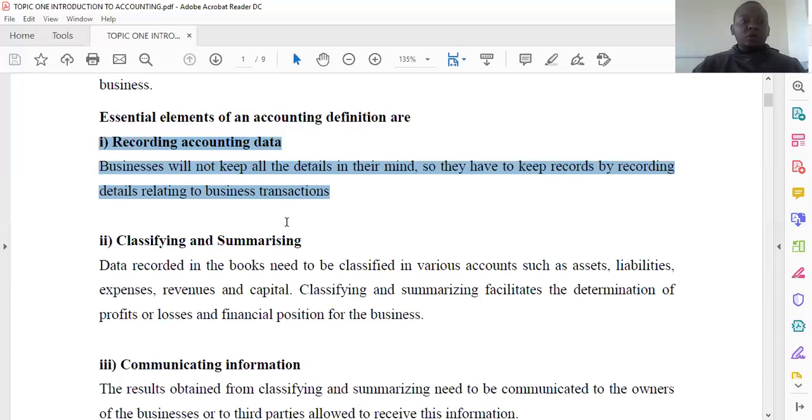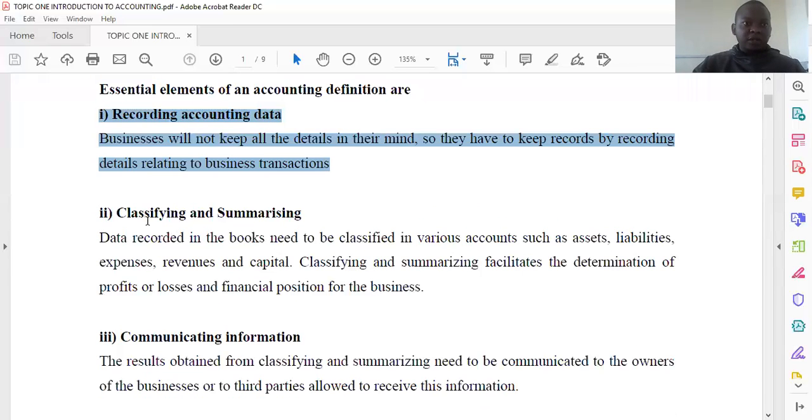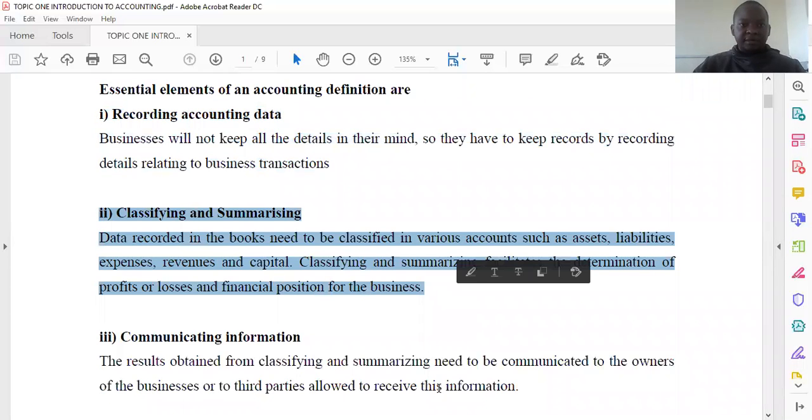The second element of a proper accounting definition is classifying and summarizing. Data recorded in the books need to be classified in various accounts, such as assets accounts, liabilities accounts, expenses accounts, revenues accounts, and capital accounts. So that involves classifying. We have various, numerous transactions, and these transactions need to be classified. So that's another key element of an accounting definition.